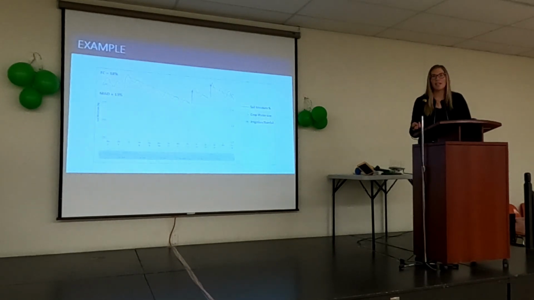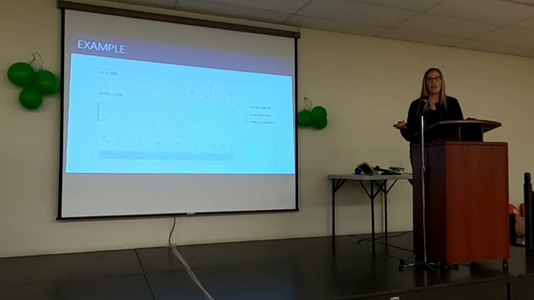So I wanted to show a quick TDR output example. So this graph shows volumetric water content on the vertical axis, and then time here on the horizontal axis. So in this example, if we're using a sandy loam soil, we've got a field capacity of 18% and a max allowable depletion of 13%. Initial soil moisture readings come in here at about 15% in that safe zone.